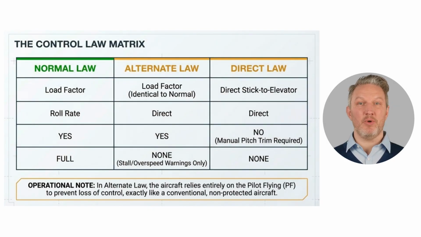When we look at the control law matrix, notice the shift in pilot flying responsibilities. While alternate law maintains the same pitch load factor as normal law, your role becomes direct. Most importantly, in alternate law, you have no active protections, only warnings. The aircraft now relies entirely on you to prevent a loss of control, just like a conventional non-protected aircraft.